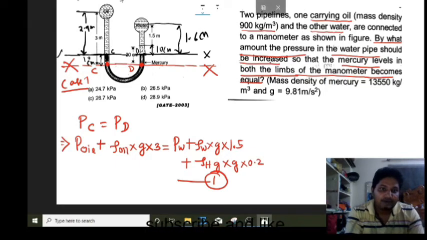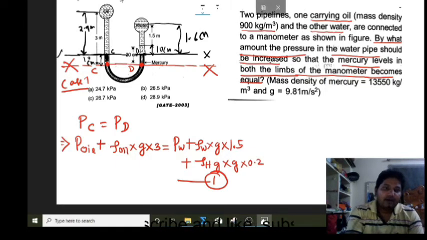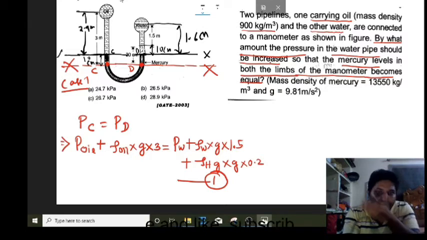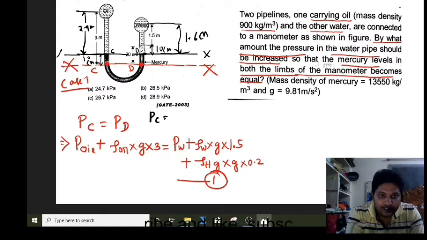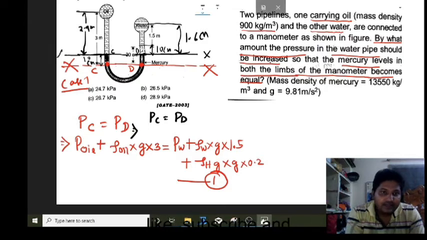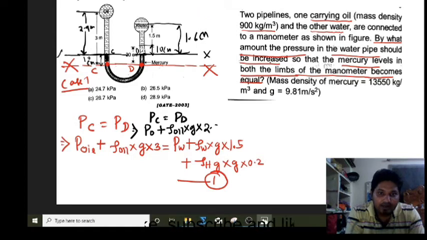Now again apply the manometric equilibrium equation. I am writing that pressure at point C will be equal to pressure at point D. So pressure at point C is the pressure of oil plus density of the oil into g into the height of oil, which is now 2.9. This will be equal to the following, as there is some increase in pressure.